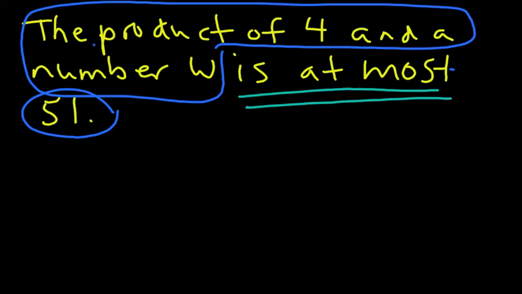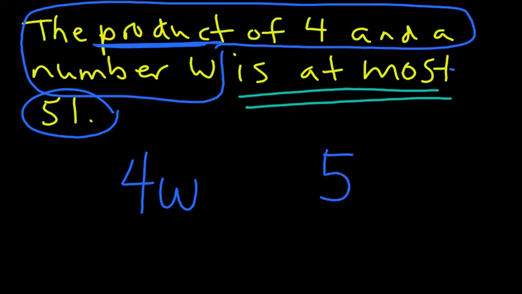What does product mean? Product means multiply. So the product of 4 and a number w, well, that's 4w. Okay, the last part is 51. Now we just have to decide which one of these four inequality signs will work. How do I know it's an inequality? Because it says is at most, is at least. All of those are inequalities.